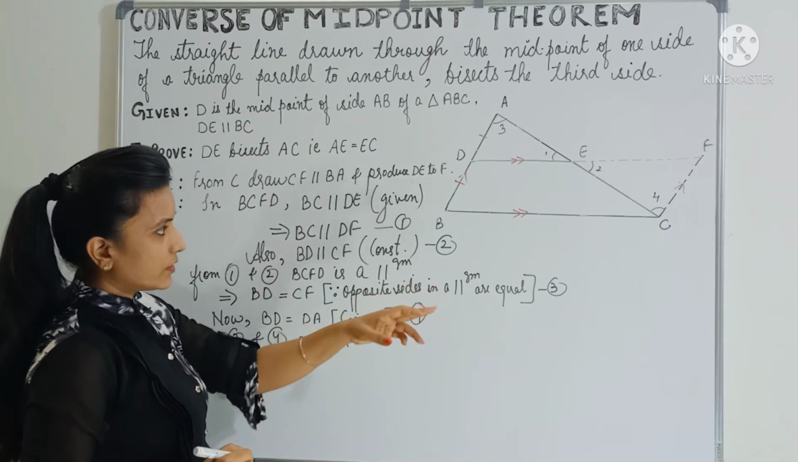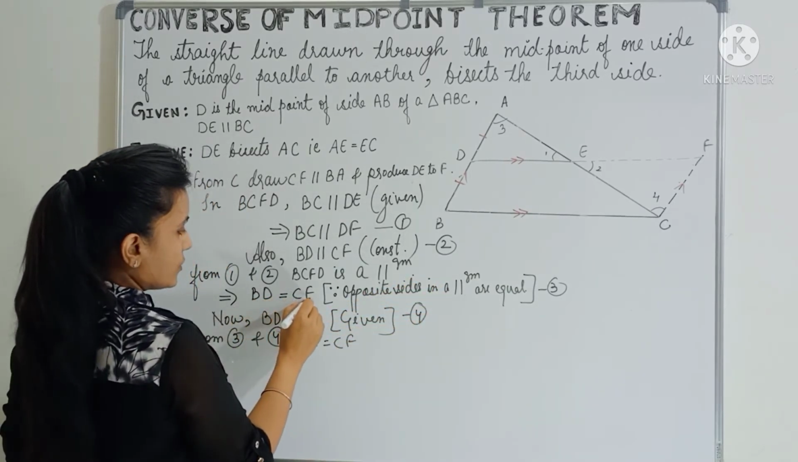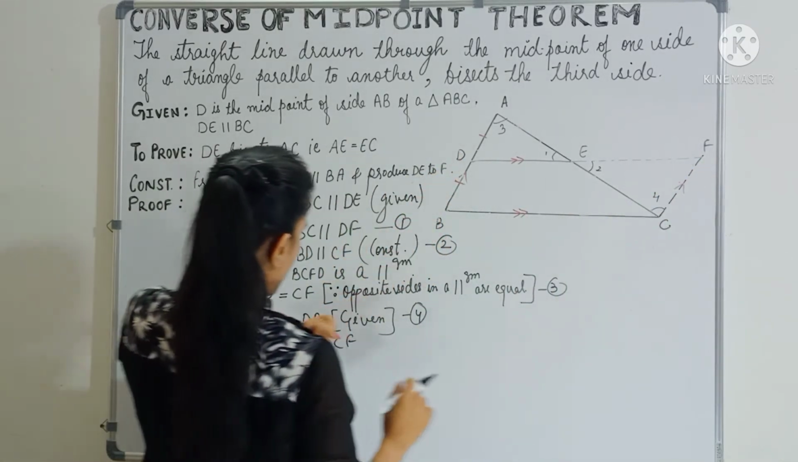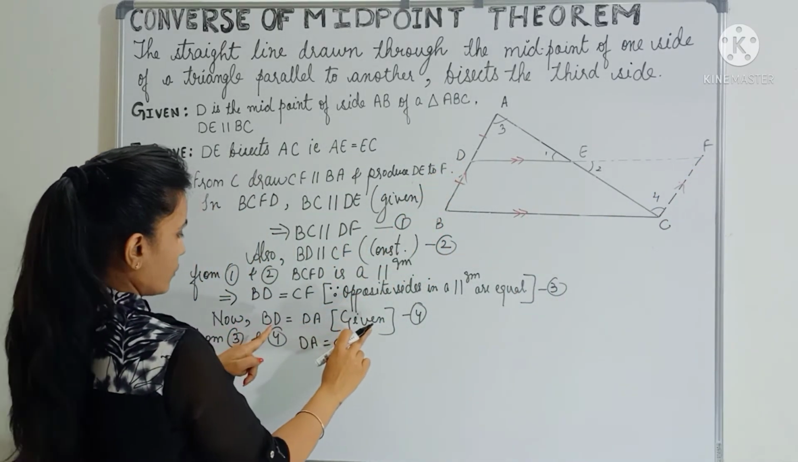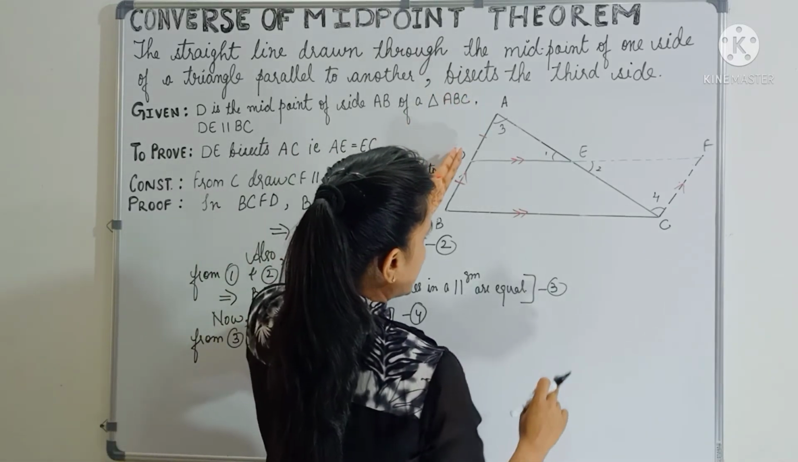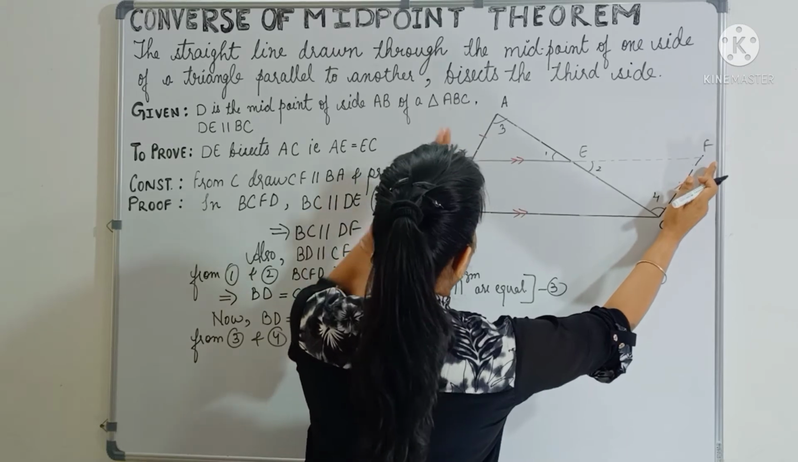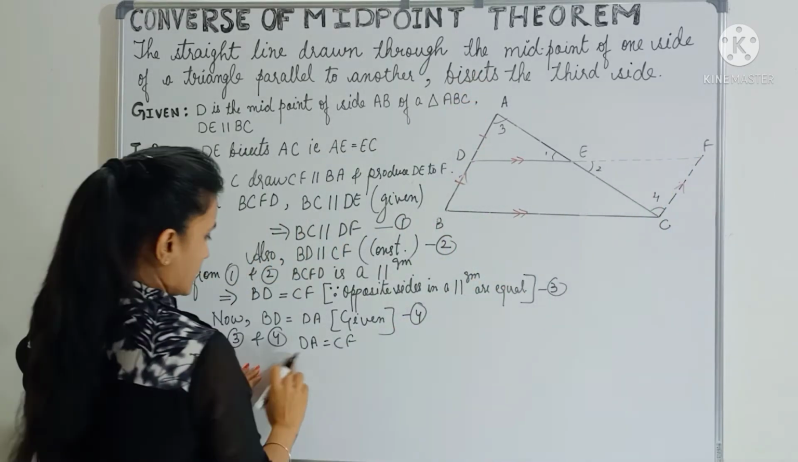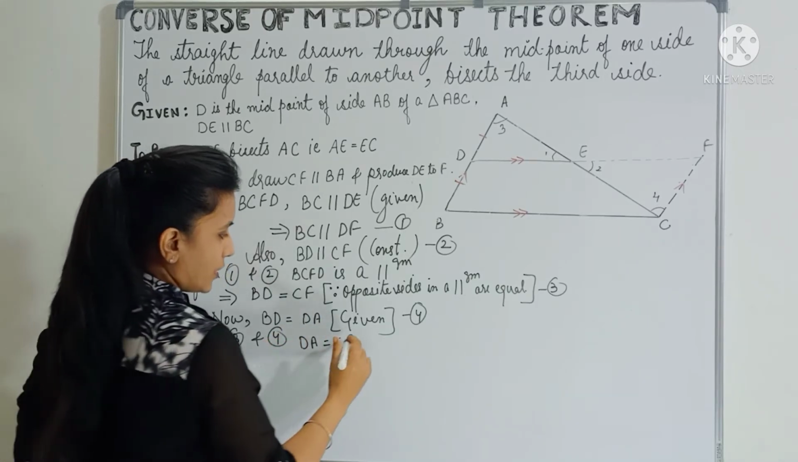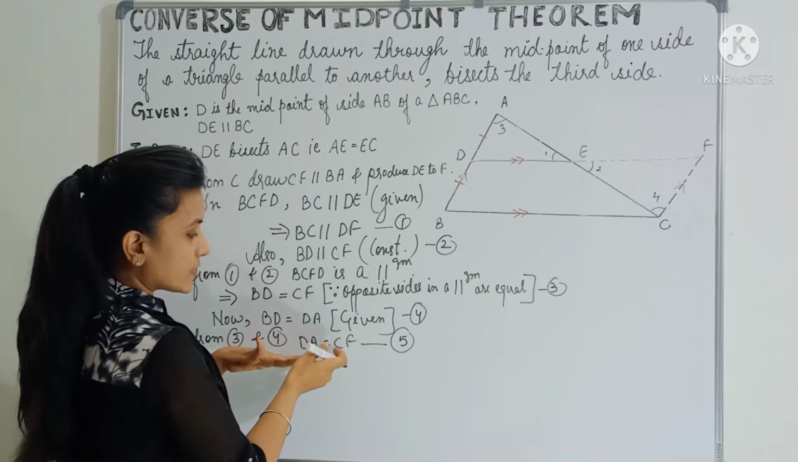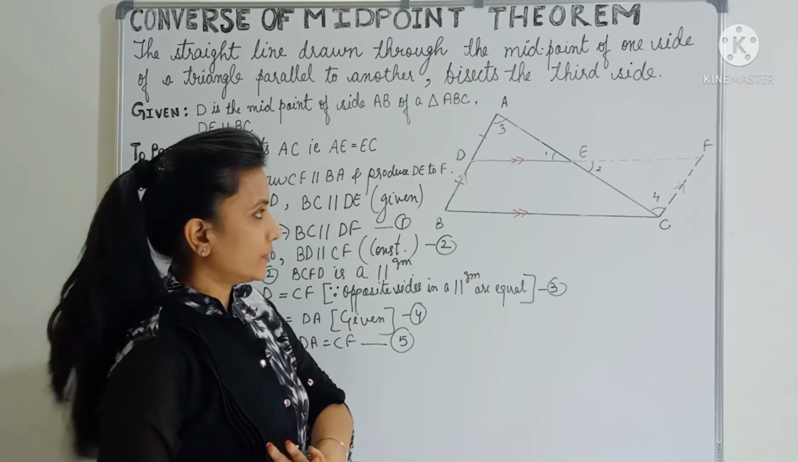See, what is third? Third is that BD is equal to CF. This is your third, right? And what is fourth here? Fourth point is that BD is equal to DA. BD is equal to CF, BD is equal to DA. So I can say that DA is equal to CF, right? DA is equal to CF. Alright, you can name it 5, because this result we will be using further.